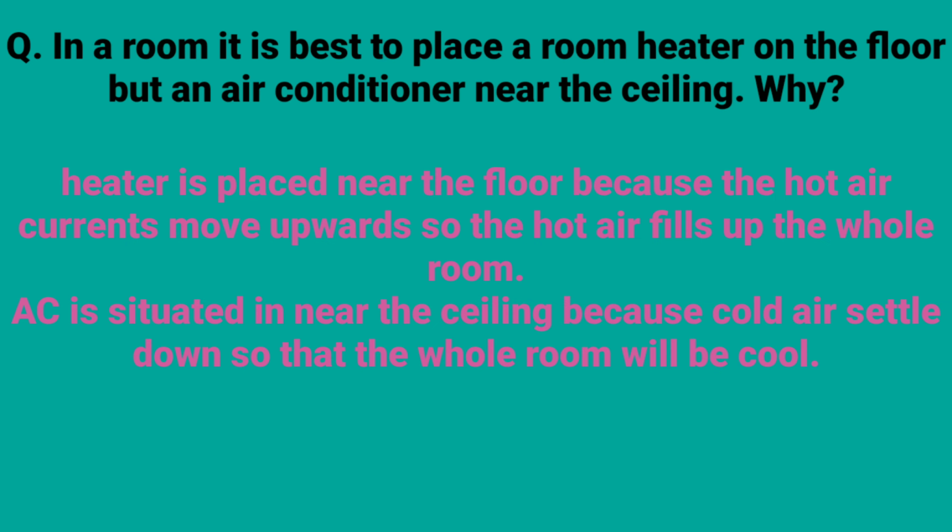Now come to the next question. In a room, it is best to place a room heater on the floor but an air conditioner near the ceiling. Why? The answer is, the heater is placed near the floor because hot air currents move upward. So the hot air fills up the whole room and keeps it warm. The AC is situated near the ceiling because cold air is heavy and it settles down so that the whole room will be cool.